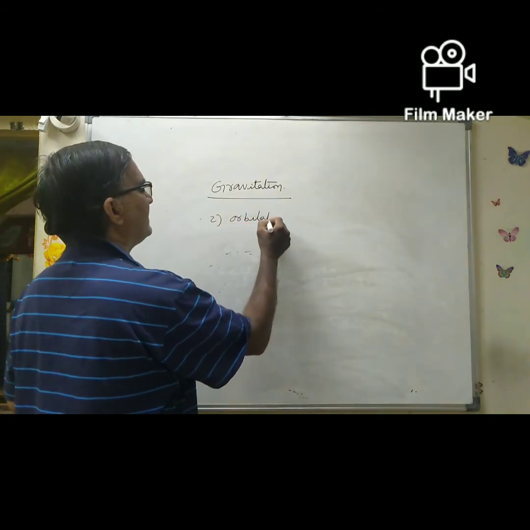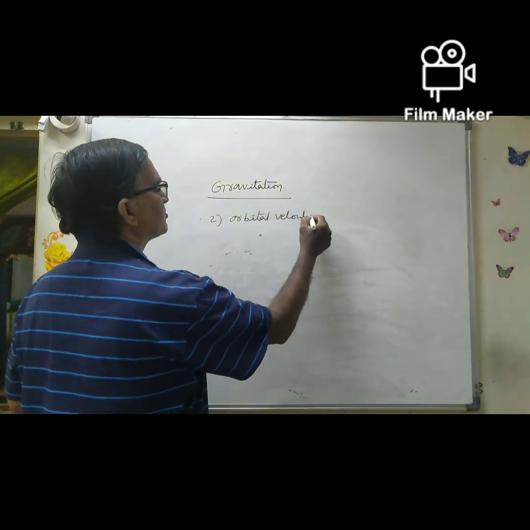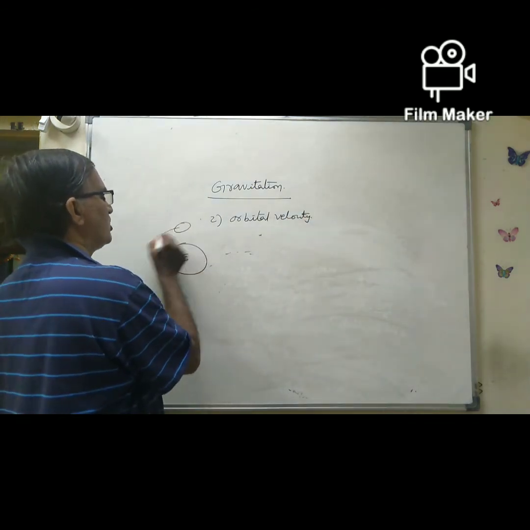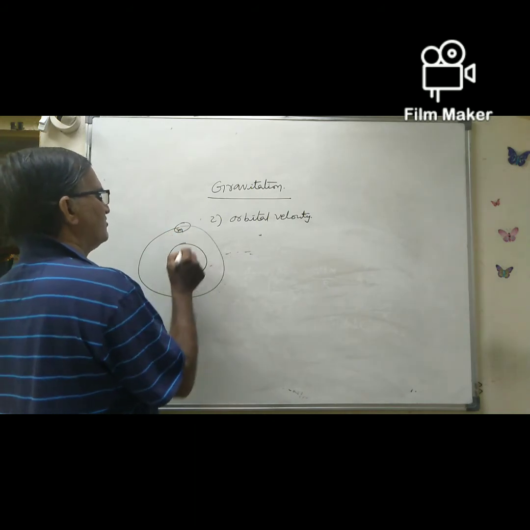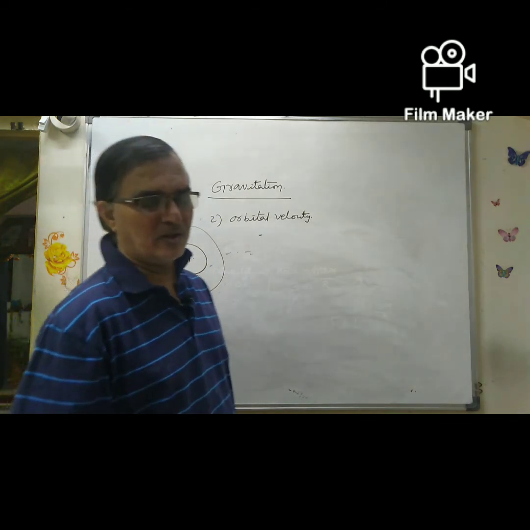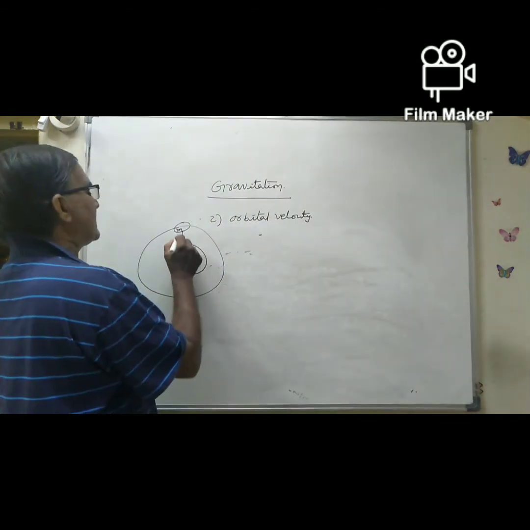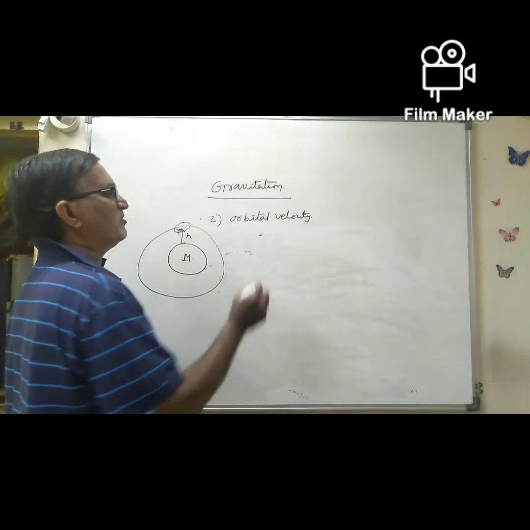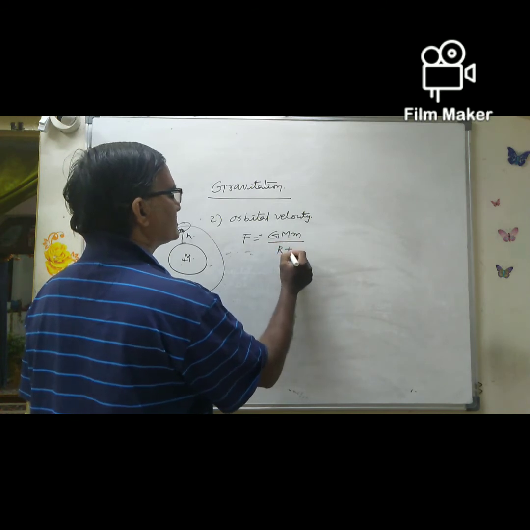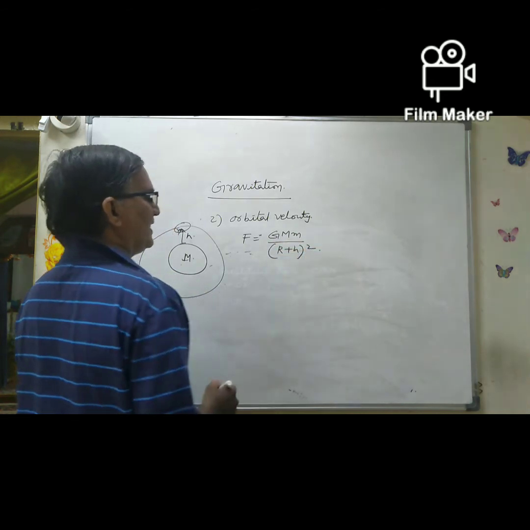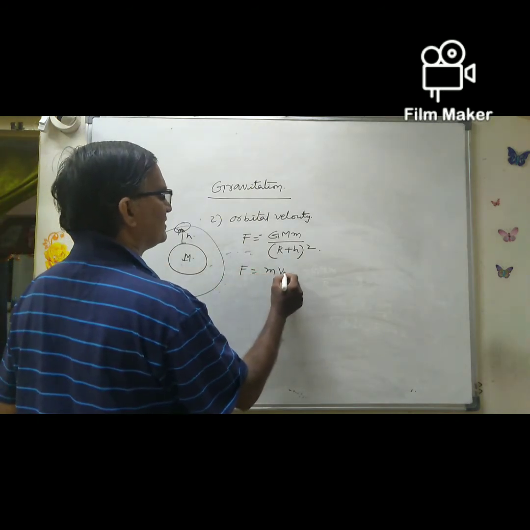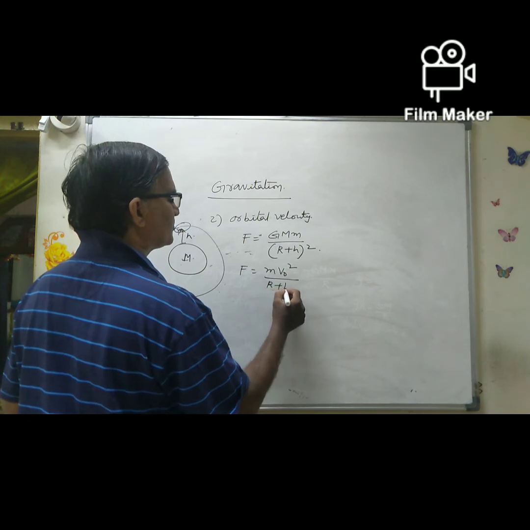The velocity of the satellite in its orbit is known as orbital velocity. Suppose you have Earth here, and a small satellite of mass small m is revolving around Earth. Capital M is the mass of the Earth. Suppose this satellite is at a height of h. Then the gravitational force of attraction is GMm by (R plus h) whole square. And this is balanced by the centripetal force acting on the satellite, m v naught square by (R plus h).